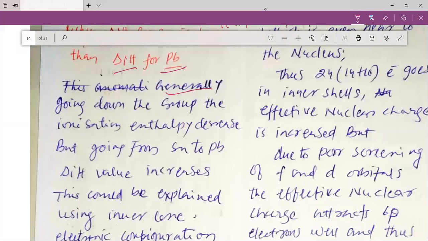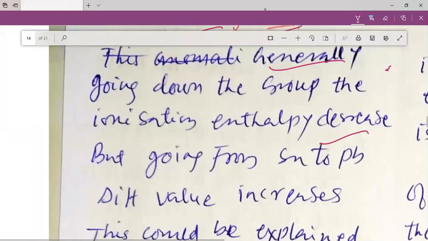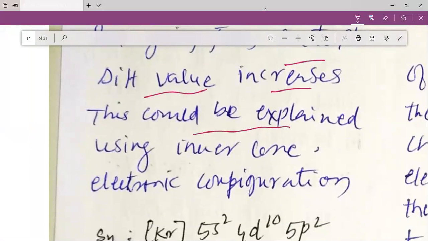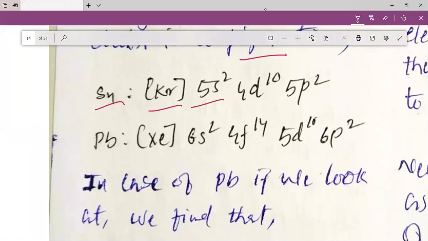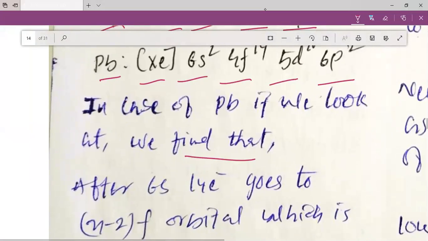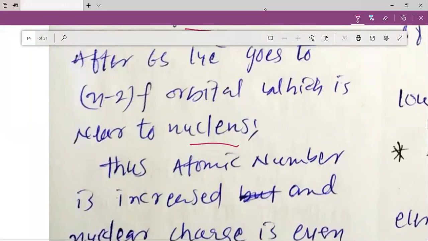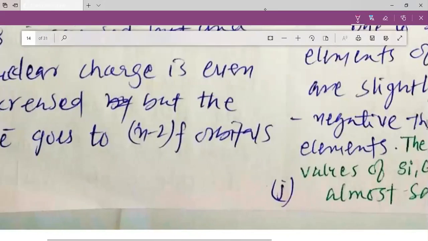Generally, going down the group, my dear students, the ionization enthalpy decreases. But going from tin to lead, the first ionization enthalpy value increases. This could be explained using the inner core electronic configuration. You can see the electronic configuration for tin is krypton 5s2 4d10 5p2, but for lead it is xenon 6s2 4f14 5d10 6p2. In the case of lead, we find that after 6s, 14 electrons go to the n-2 f orbital, which is near to the nucleus. Thus the atomic number is increased and the nuclear charge is even increased. But the 14 electrons go to the n-2 f orbitals.